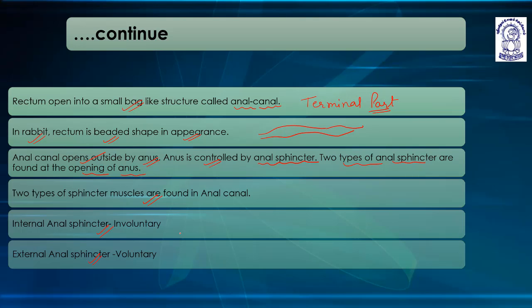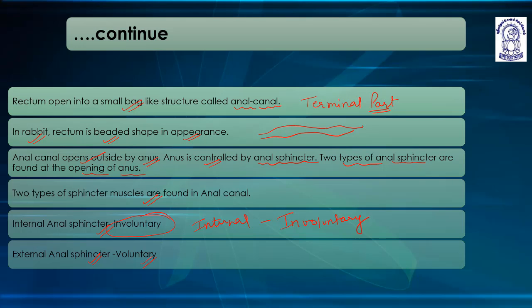The internal anal sphincter is involuntary. I for internal and I for involuntary. Please remember. And the external anal sphincter is voluntary. So internal is involuntary and external is voluntary.